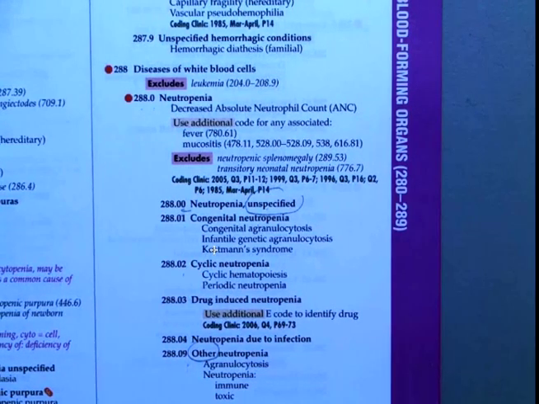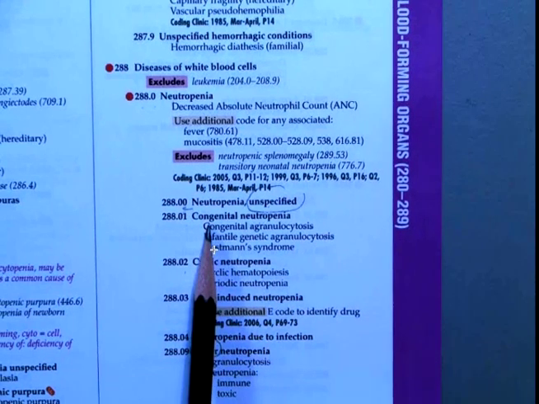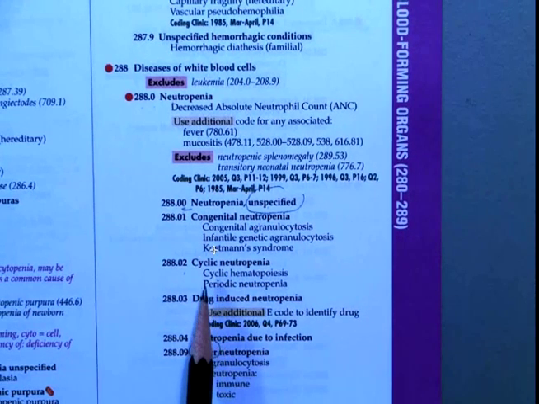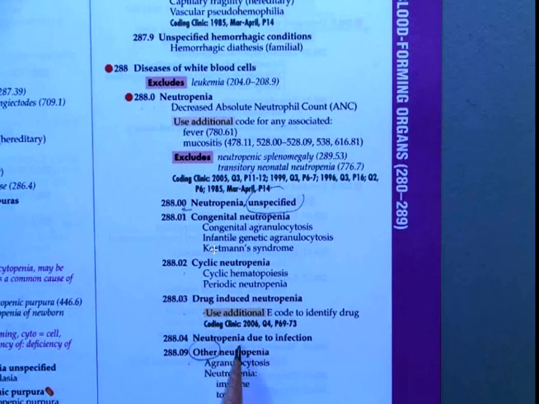So when you look at the choices, 1 is congenital neutropenia. 2 is cyclic neutropenia. 3 is drug-induced neutropenia. 4 is neutropenia due to infection. So 9 would be other, some other type that isn't mentioned by 1, 2, 3, or 4. Then you would classify it as other. And they give some examples here.